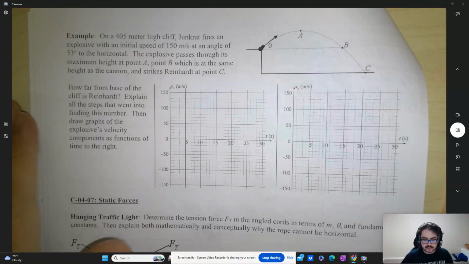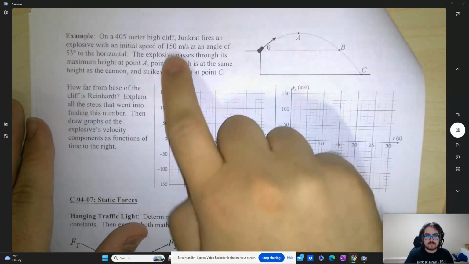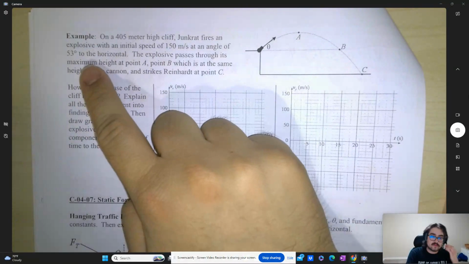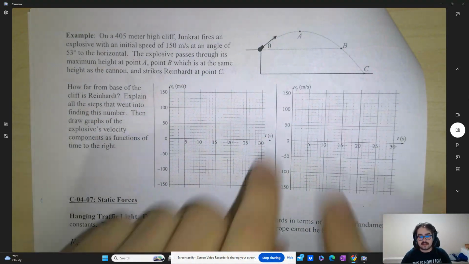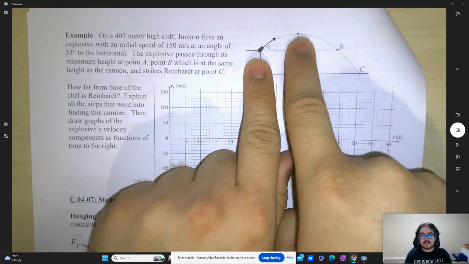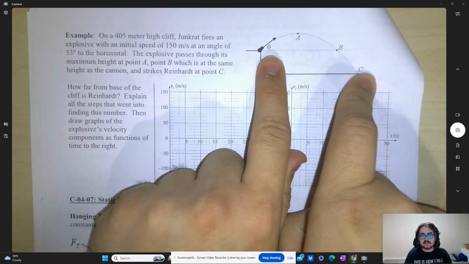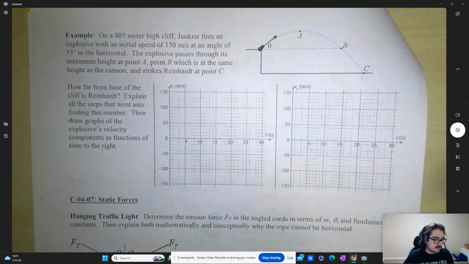Junkrat here is going to fire an explosive with initial speed 150 meters per second and an angle of 53 degrees to the horizontal. It passes through maximum height at point A, point B is the same height as the cannon, and then C is where there's a Reinhardt that gets hit by the explosive.